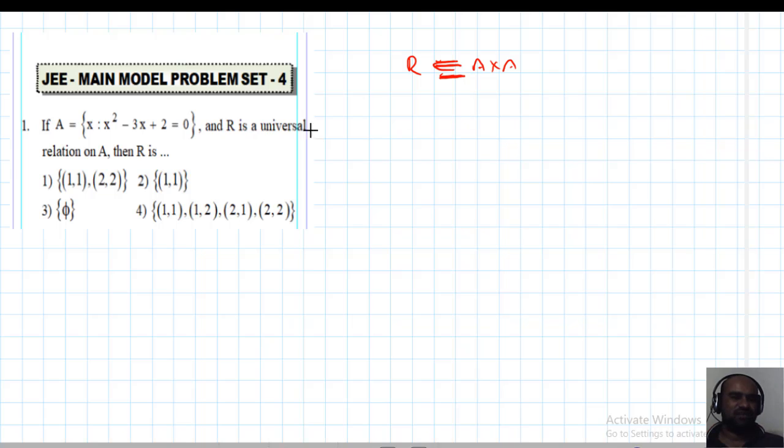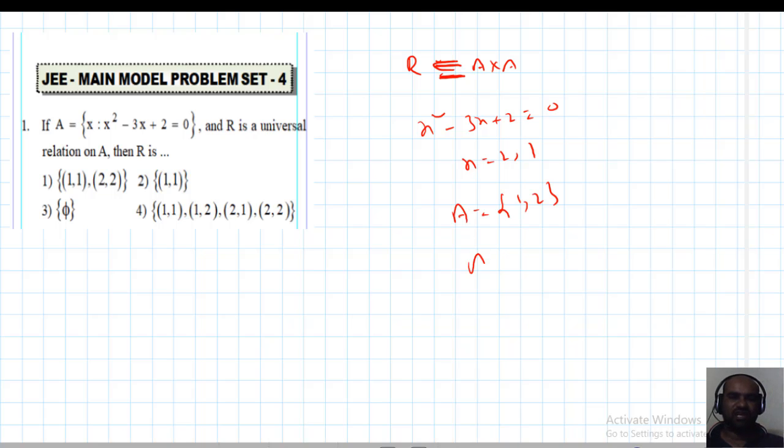First of all, I want to write the elements in A. That's why I want to solve x square minus 3x plus 2 equal to 0. That is x equal to 2, 1. Obviously, you can factorize it: x minus 2 and x minus 1 equal to 0 only. So A has 2 elements, that is 1, 2.